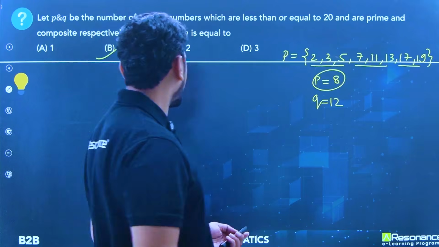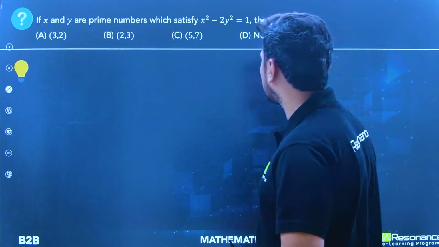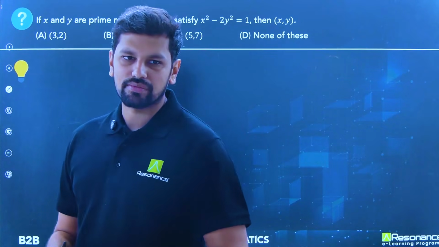Let's move on to the next one. If x and y are the prime numbers that satisfy this equation, what are the values of x and y?